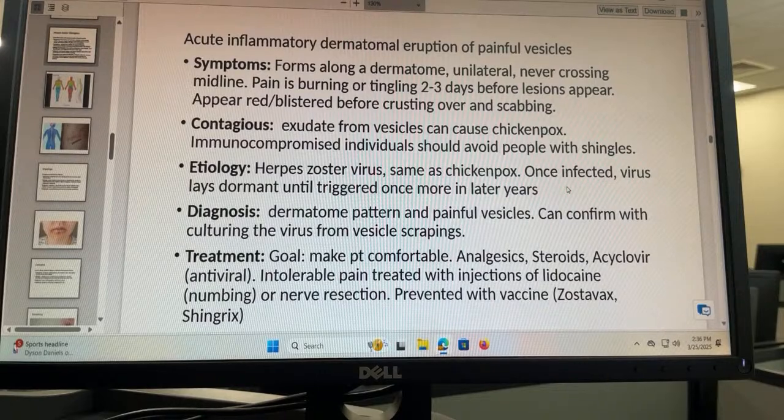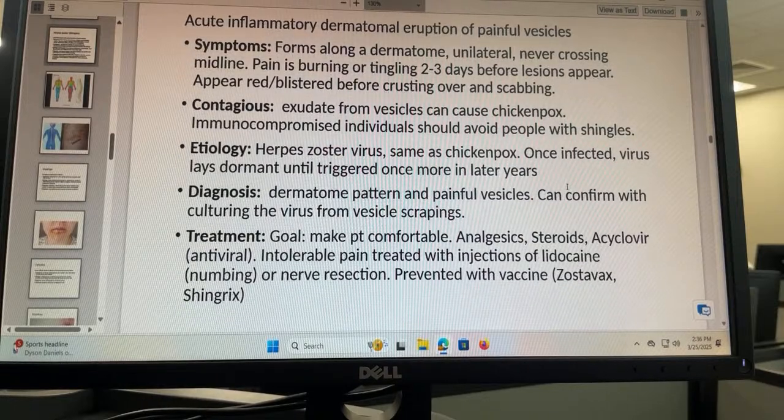What causes this? Let's see, we talked about that one already. Diagnosis. All right, so looking at the dermatome pattern, you can figure out whether this is herpes or something else. You can also scrape some of the vesicles as they appear and culture it to see if the virus grows. You can tell that it's herpes zoster from those scrapings.